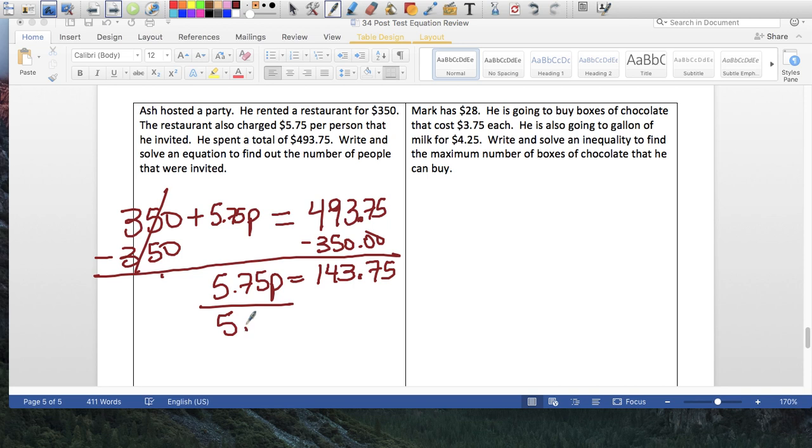How many people were invited? Well, divide this by 5.75. Divide this by 5.75. 5.75 divided by 5.75 is 1, or just p. And 143.75 divided by 5.75 equals 25. So how many people were invited? 25 people were invited.